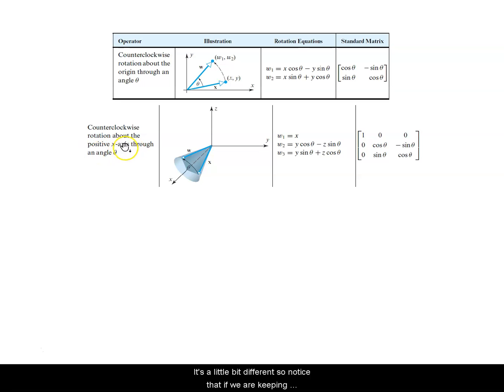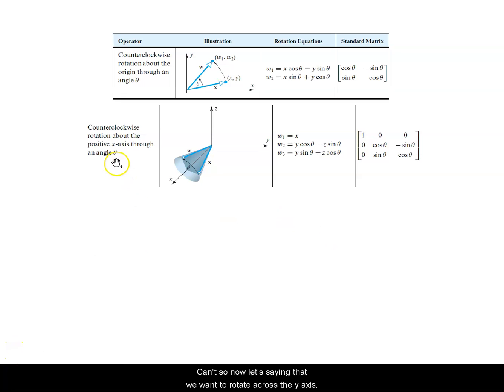So notice that if we are keeping the x-axis fixed, and that's the rotation that we're going across in a counterclockwise direction, we're keeping that x unit vector as 1, 0, 0, that standard vector. So the axis that we're rotating about has that standard unit vector, 1, 0, 0, and then we have our standard rotation matrix in place for the other vectors that we're using.